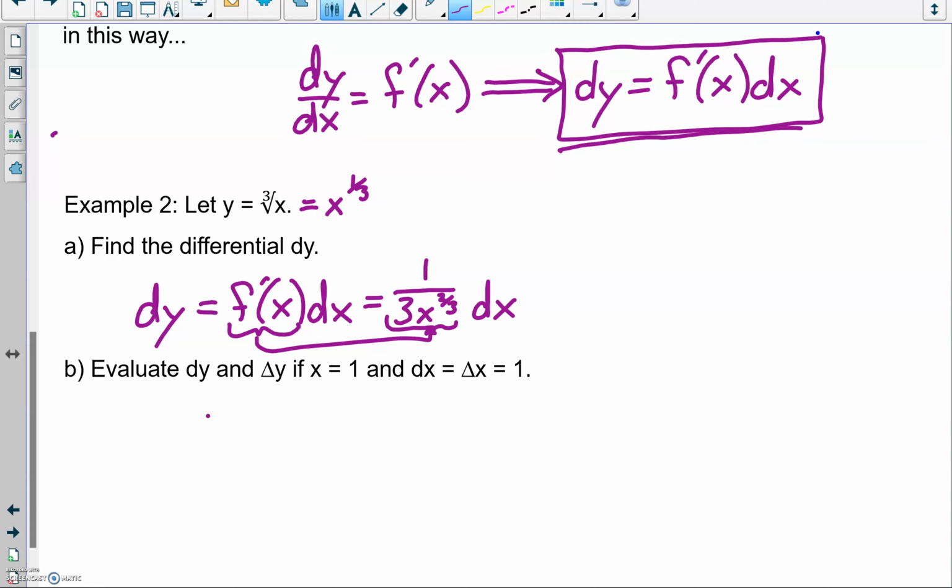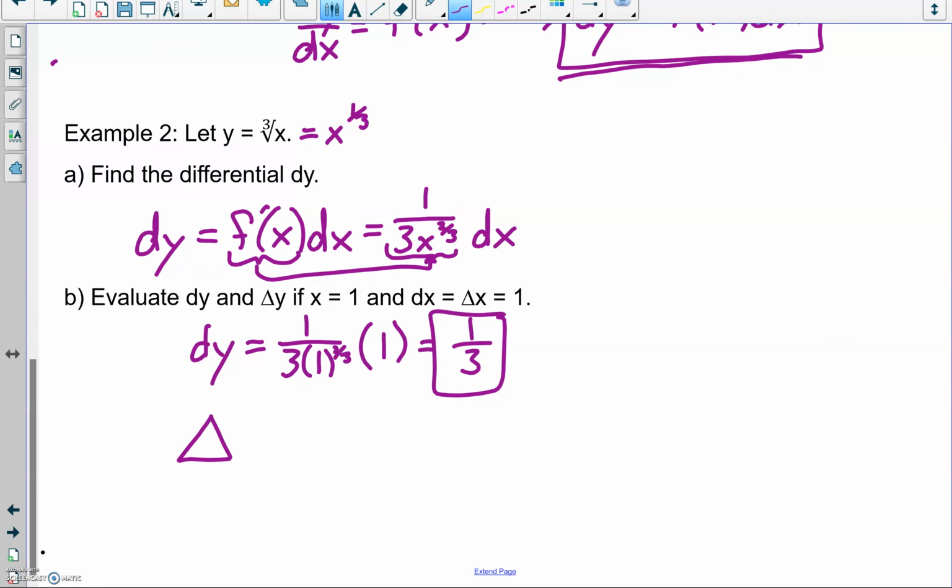So dy, the differential change in y based off the L of x line, is going to be 1 over 3 times 1 to the 2/3 power, and then times dx, which is given as 1. And when you work this out, you get 1/3.